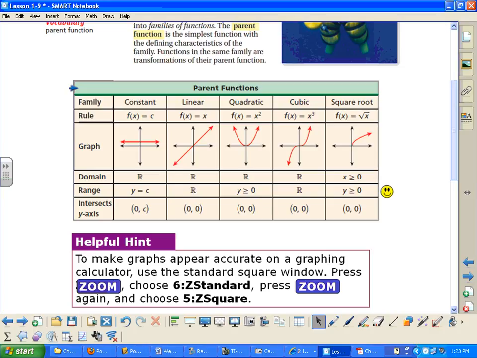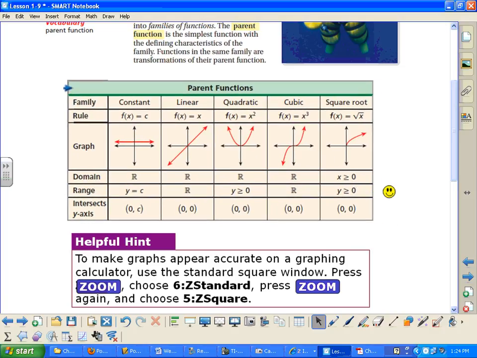And the range. So y equals c, for the constant, it's going to be whatever that number is. For linear and cubic, it's all real numbers. For quadratic and square root, it's y is greater than or equal to 0.